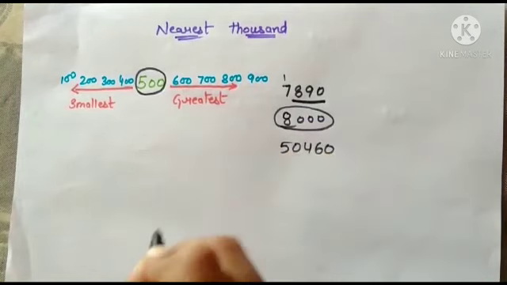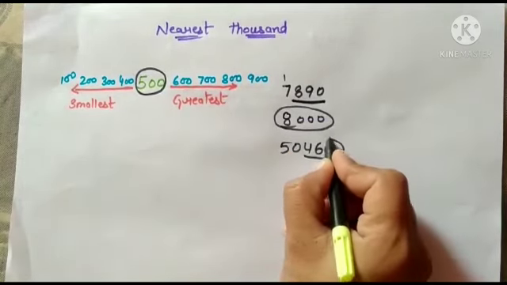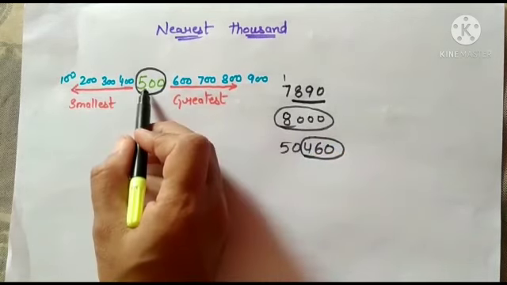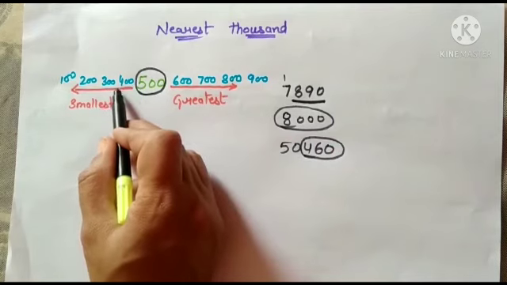Like this, next is 50,460. We will see the last 3 digits. They are smaller than 500. See here, smaller than 500. So we have to do nothing. We will only put 0. We will not add 1 here. The answer will be 50,000.